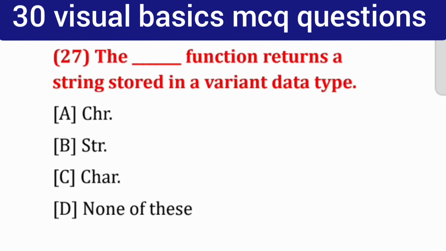Question number 27. The dash function returns a string stored in a variant data type. Correct answer is chr.